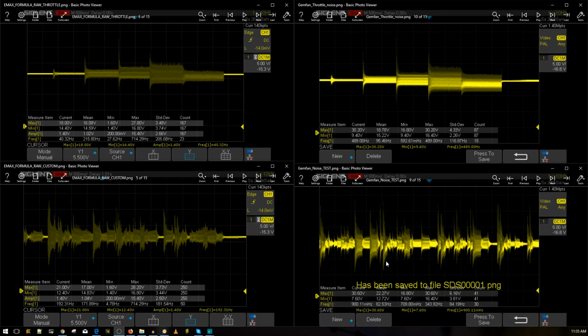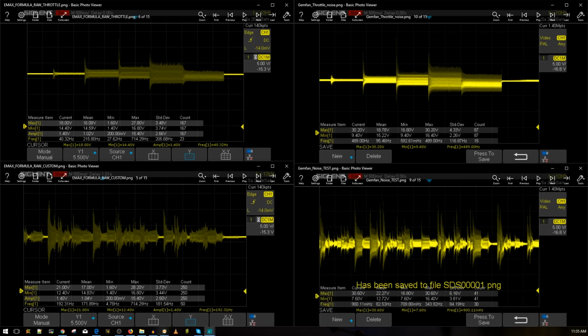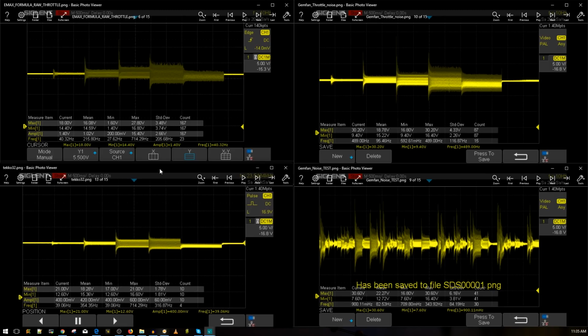Now, you can easily tell that the Emax Formula is better, and the Emax Formula is a little bit more expensive. It's about $3 more expensive. Now, if I'm paying $14 for the Emax Formula, I would actually spend $2 extra to get a Tico 32 ESC, because, you know, look at the difference here.